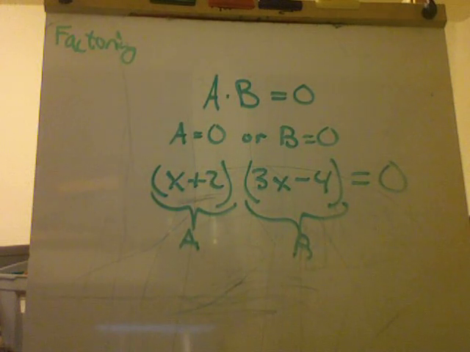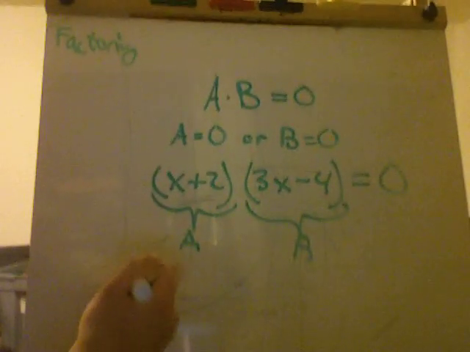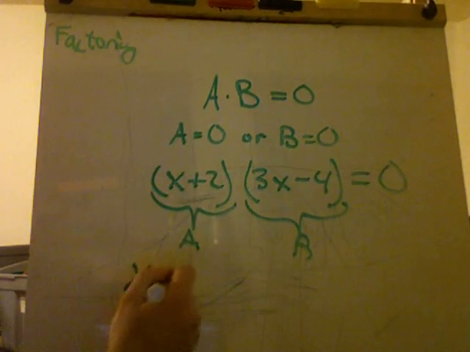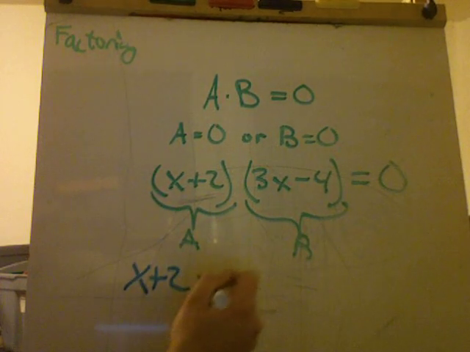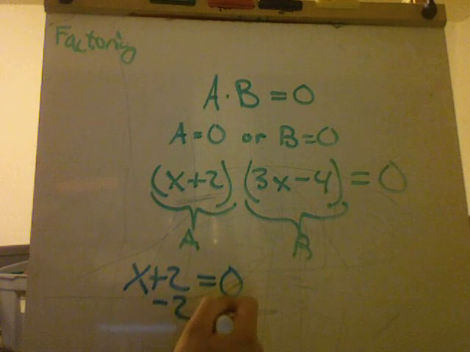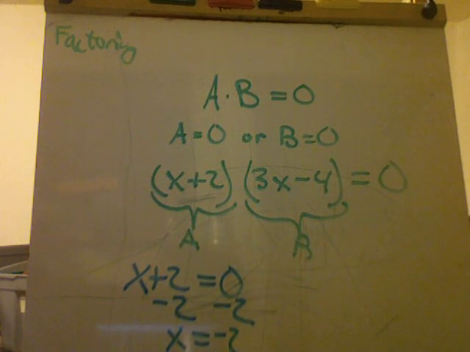So what we're going to do is we're going to say, alright, what if A is 0? So what is A? A is x plus 2. So what if A is 0? So let's solve for x. Subtract 2, x equals negative 2. Okay? So if x equals negative 2, this whole thing is 0.